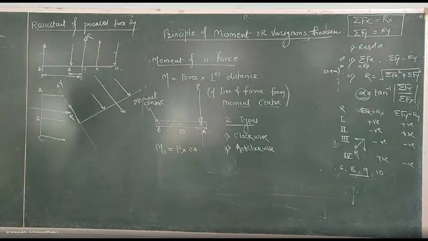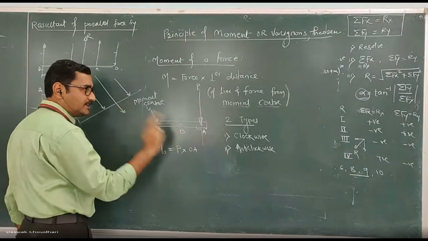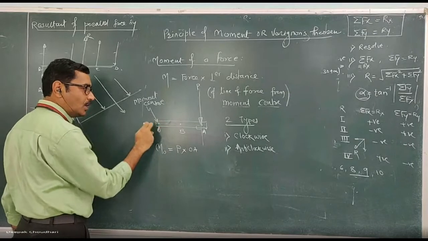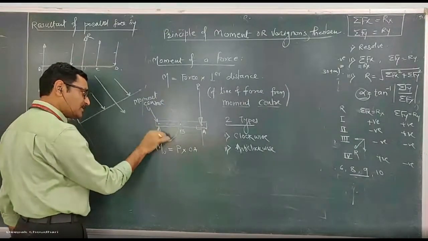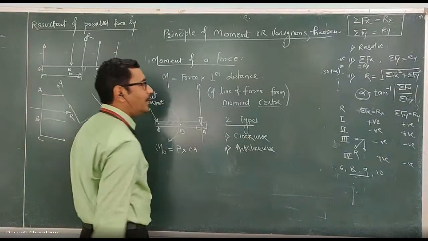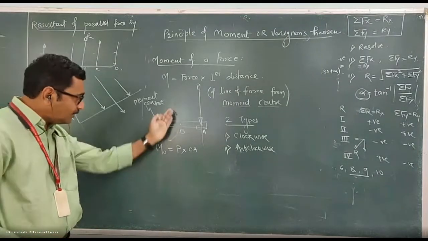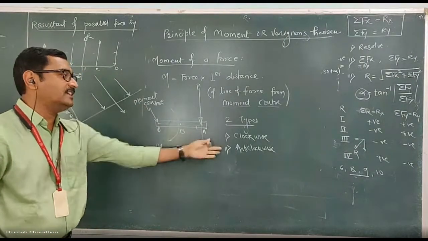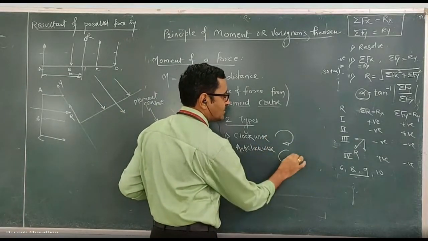Now, what is the clockwise moment? If the turning effect produced by the force on the body is to rotate the body in clockwise direction with respect to that moment center, then that moment is known as a clockwise moment. Whereas if the tendency of a force is to rotate the body in anti-clockwise direction with respect to the moment center, then it is known as the anti-clockwise moment.